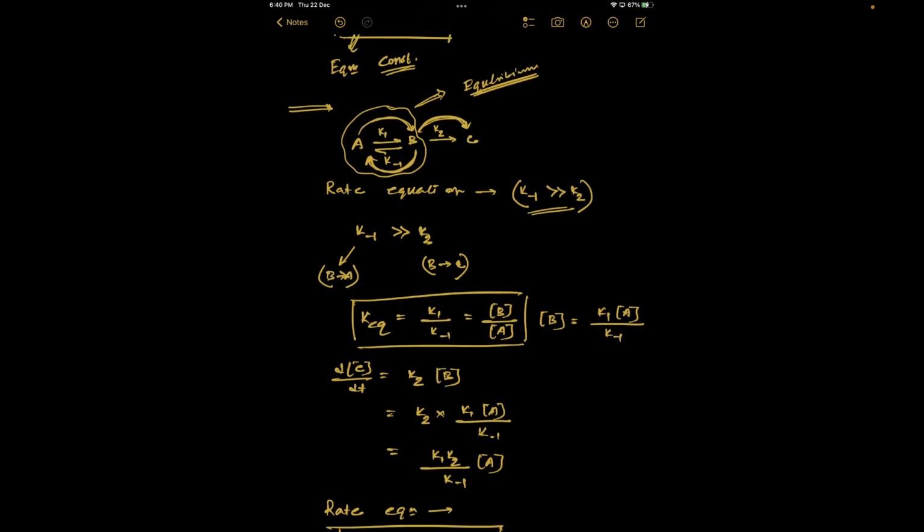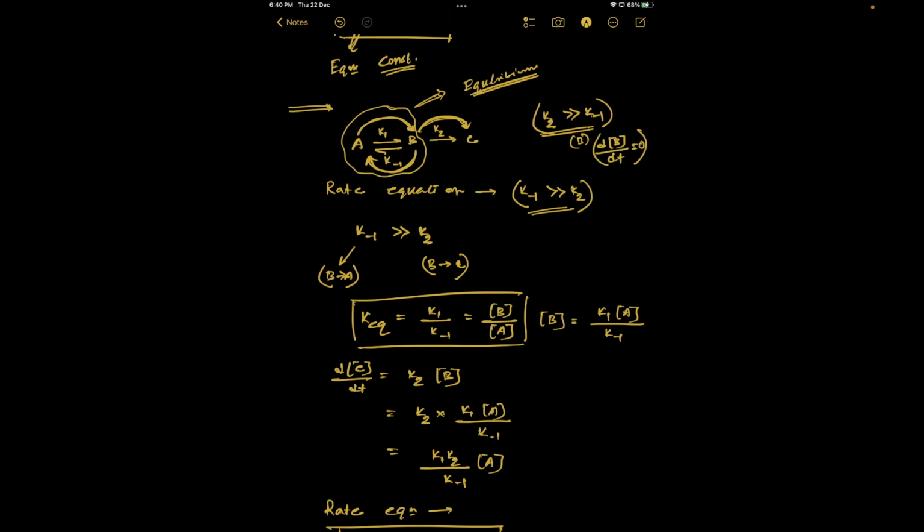Now if the conditions were like this, let's say K2 is very much greater than K minus 1, with this condition, that means when A to B molecules are forming, B to C are forming very fast compared to B to A, right? That means with this condition we can say that the intermediate B is very transient in nature, so we can apply the steady state approximation for the B molecule.